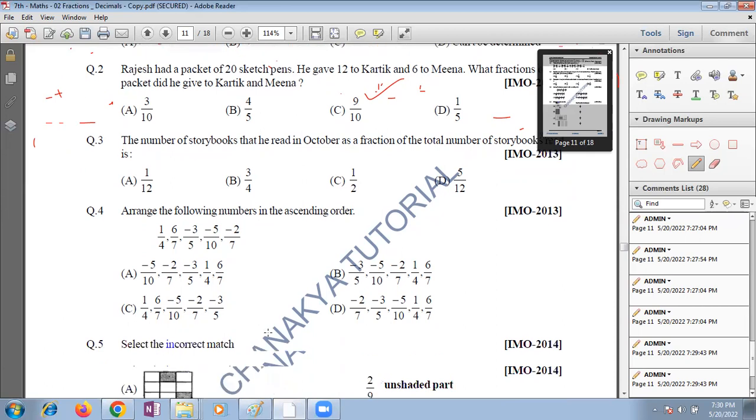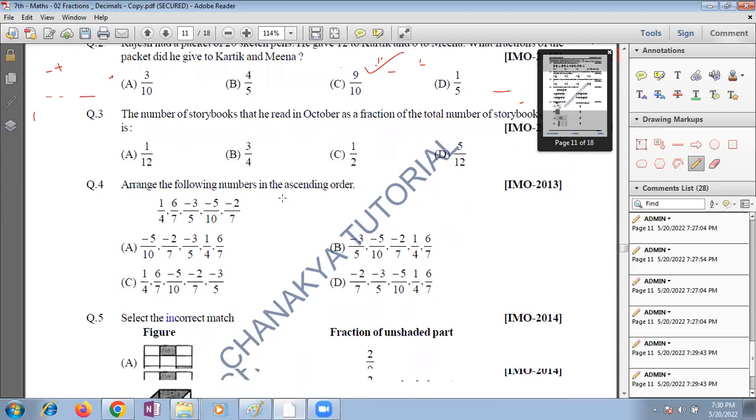Children, go to question number 4. Arrange the following in ascending order. This is a very interesting and important question, children. Ascending order means small to big. Are negative integers always smaller or greater? Smaller. Very good. That means you can first find the LCM of this part, children.